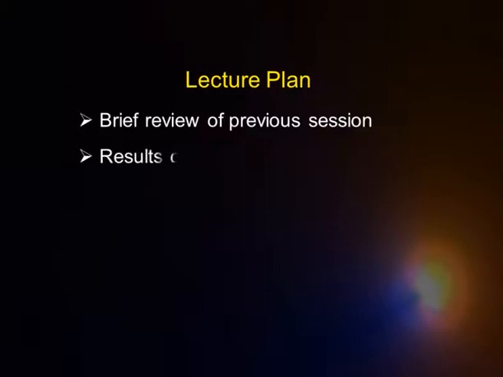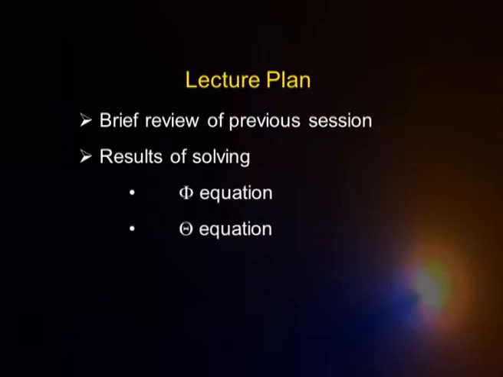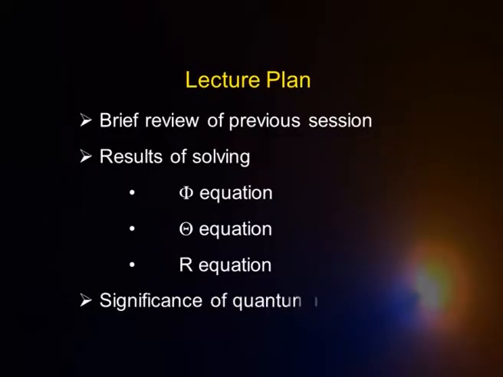Initially, I will give you a brief review of what we did in the previous session, and thereafter I will take up the main crux of today's session. That is, we will solve the different wave equations we got from the previous session, the phi equation, theta equation and r equation, and talk about what kind of results we get and what is the significance of those results. That is the main plank of today's session. Having done that, we will learn about the significance of the quantum numbers which we get in the process of solving the Schrodinger wave equation, the three components of that. That is what I am going to talk about in today's session.